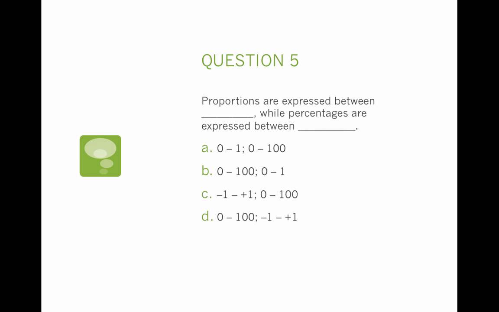Well, negative 1 to positive 1 is for Pearson's correlation coefficient, where negative 1 is going to be a perfect, strong, indirect relationship, and positive 1 is a perfect, very strong, direct relationship. Therefore, A is our answer. Proportions range from 0 to 1, so any decimal between 0 and 1 is considered a proportion. Percentages are expressed between 0 and 100. So how do we convert a proportion to a percentage? Multiply by 100. Make sure you show that piece of work.